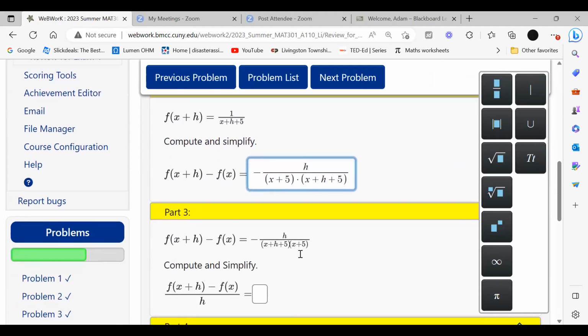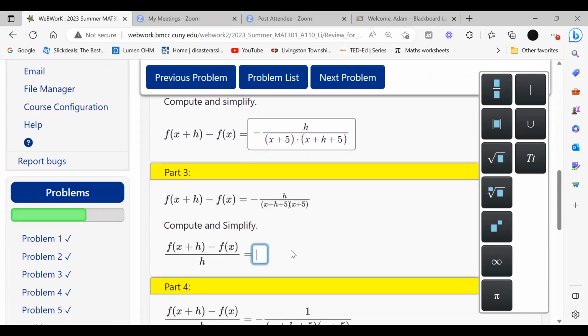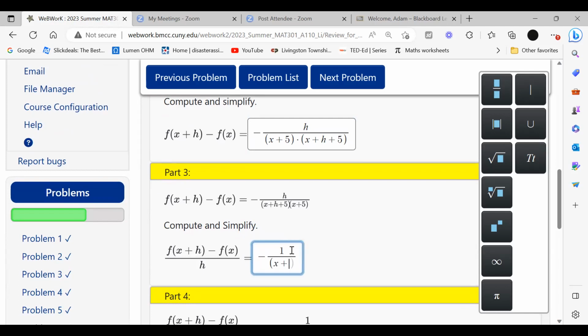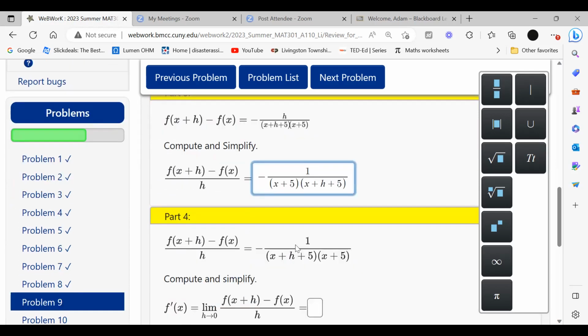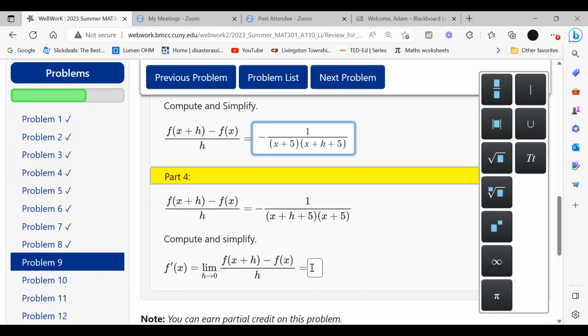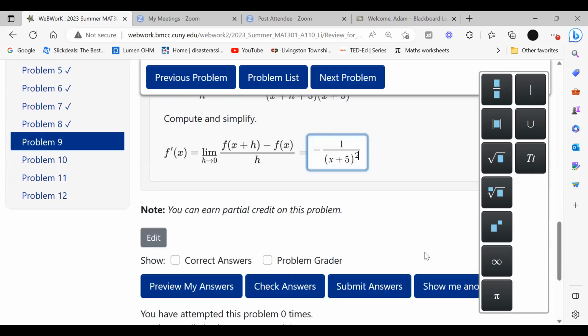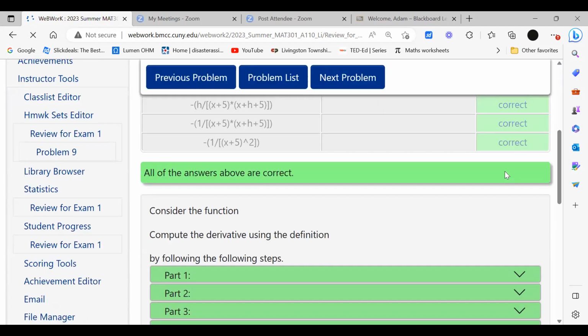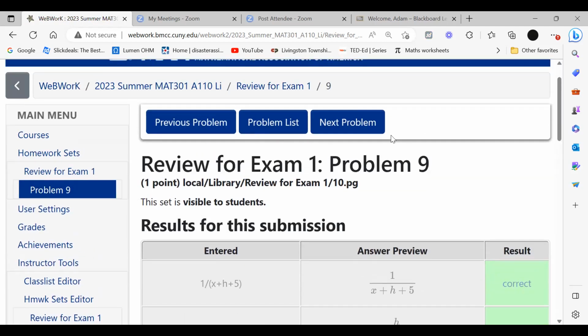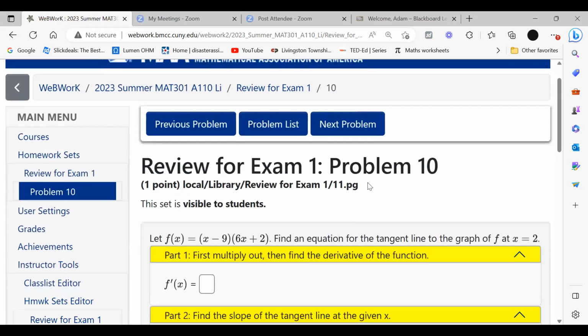And the third part, we divide by h, and simplify, it becomes negative 1 over x plus 5, and then x plus h, adding 5. Now when you get to the limit part, right, replacing h with a 0, then we end up with negative 1 over x plus 5 squared. So just check the answers. It's all good. So this is basically question number 9, question 10.